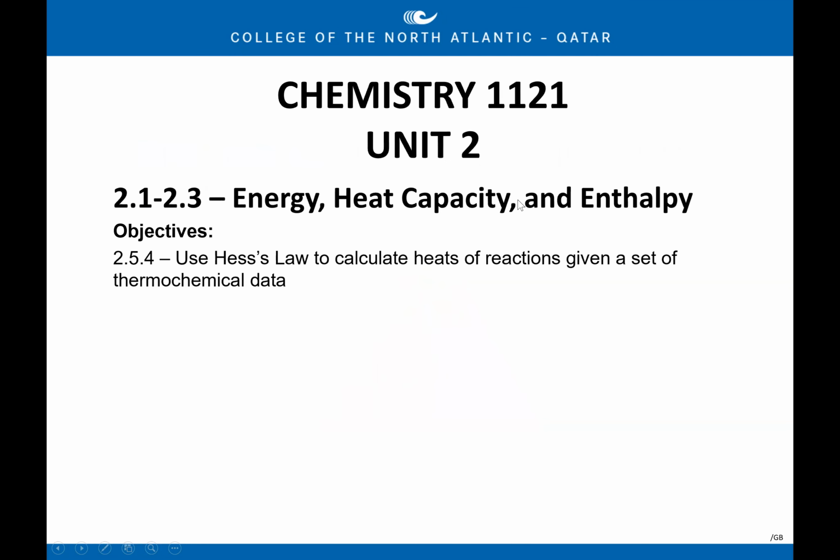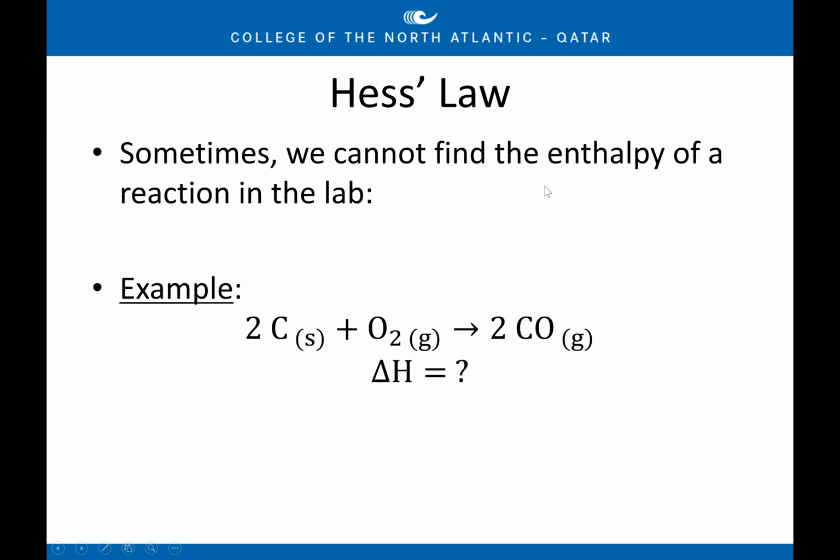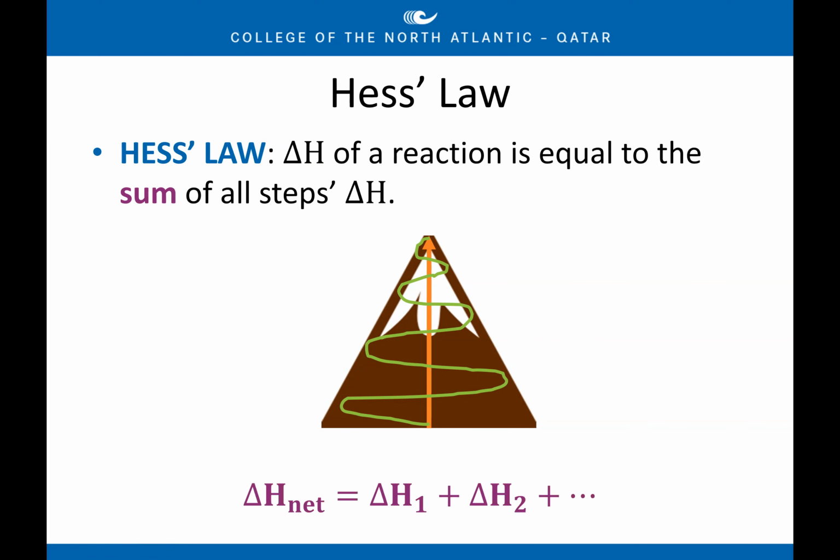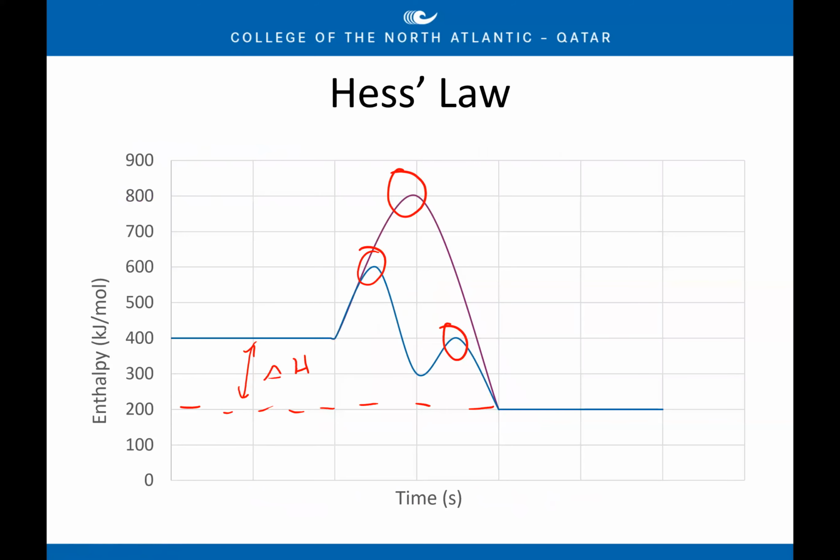I didn't hit record, but I just want to mention that this lesson today is about Hess's law. The idea is if you can't find the enthalpy, the delta H of a reaction using calorimetry, you can find it using the sum, the addition of all the steps of a reaction. And I showed this graph and I showed, no matter how we get to the reaction, the difference between the reactants and products is the same. That delta H never changes.